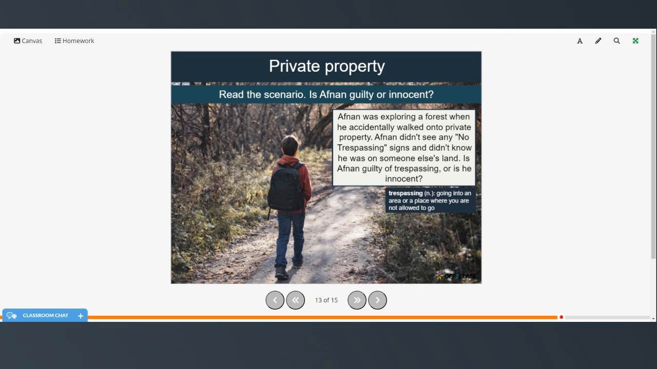Okay, we have another vocabulary word, trespassing. It's going into an area or place where you are not allowed to go. Afnan was exploring a forest when he accidentally walked onto private property. Afnan didn't see any no trespassing signs and didn't know he was on someone else's land. Is Afnan guilty of trespassing or is he innocent?